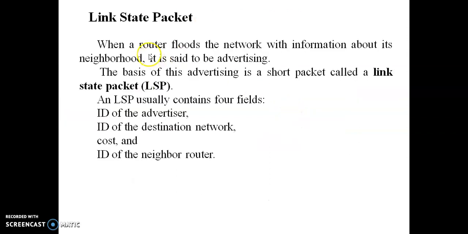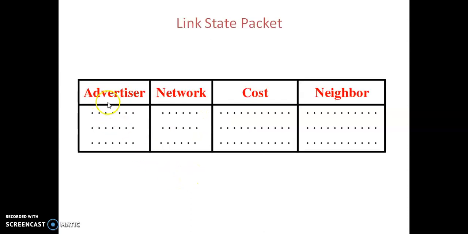We will consider the link state packet now. When a router floods the network with information about its neighborhood, it is said to be advertising. The basis of this advertising is a short packet called a link state packet, which usually contains four fields, namely the ID of the advertiser, the ID of the destination network, the cost, and the ID of the neighbor router. So this is a link state packet, shortly called LSP: the advertiser, which is the router currently considered, the network, the cost to reach the network, and the neighbor.